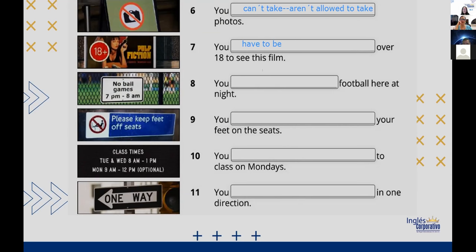You have to be over 18 to see this film. Yes. For some places, you have to be over 18 to enter, right? Bars or this type of events. Some movies as well, right? Next one.